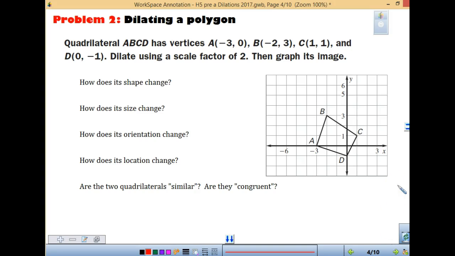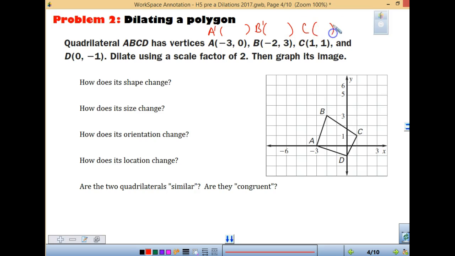So as you take a look at this next one in your notes, after next page, they give us the quadrilateral ABCD. They give us the points, and they say use a dilation scale factor 2. So what I want you to do is right above A, I want you to tell me where A prime is going to be. Right above B, I want you to tell me where B prime is.